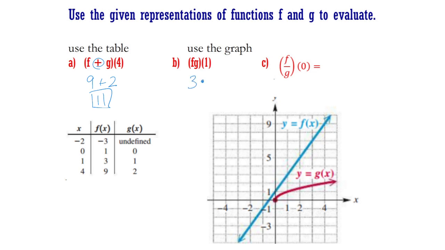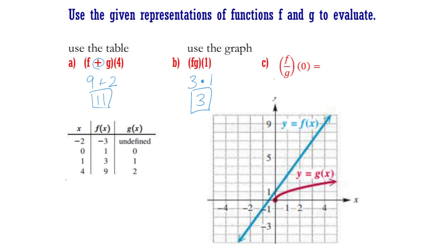And I'm going to multiply that by, let's do it again, where you put 1 into your g function. Now your g function is here. So when x is 1, it looks like the y value is 1. So g of 1 is just 1. So when you multiply, you just get 3.